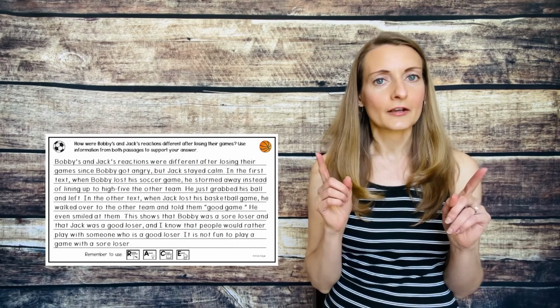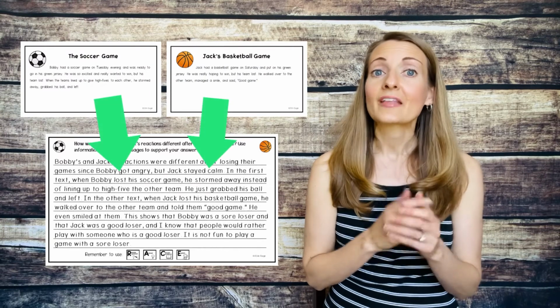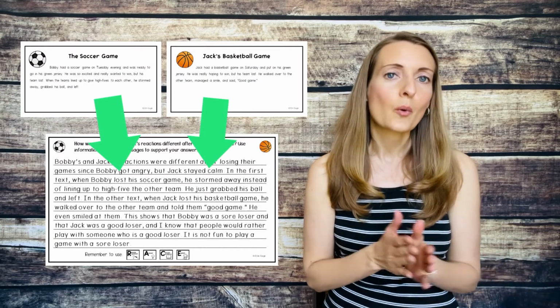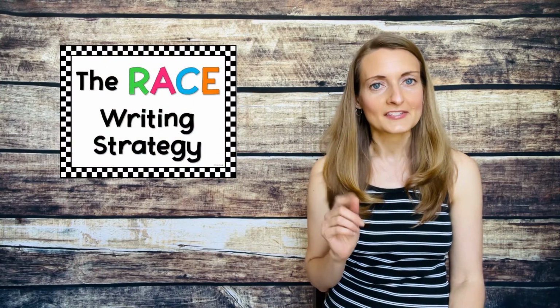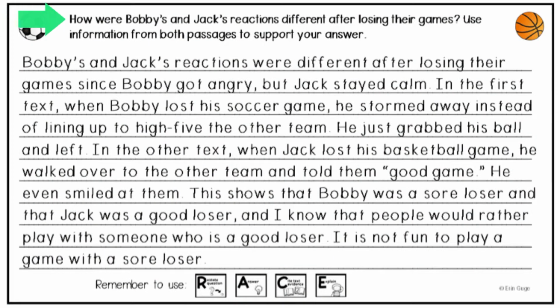Did you notice how this includes specific details from both passages? And that is what we have to do when we have a question about paired passages. Let's find the R, A, C, and E parts in this answer. So the question was, how are Bobby's and Jack's reactions different after losing their games? Whisper which part here is the R part.